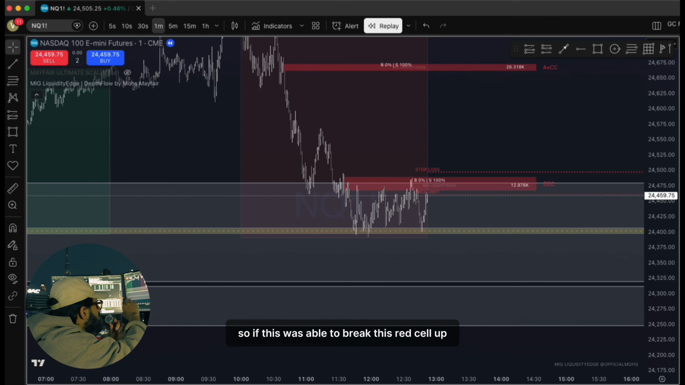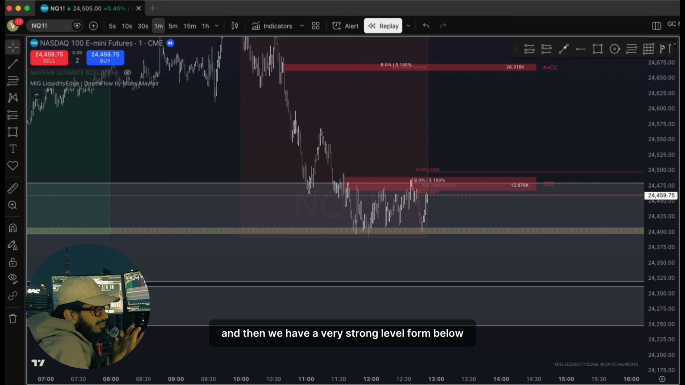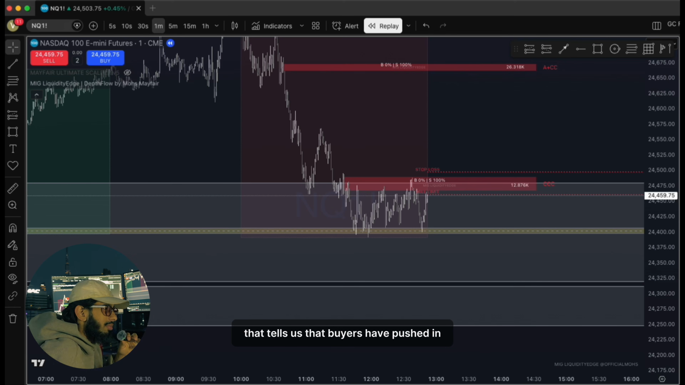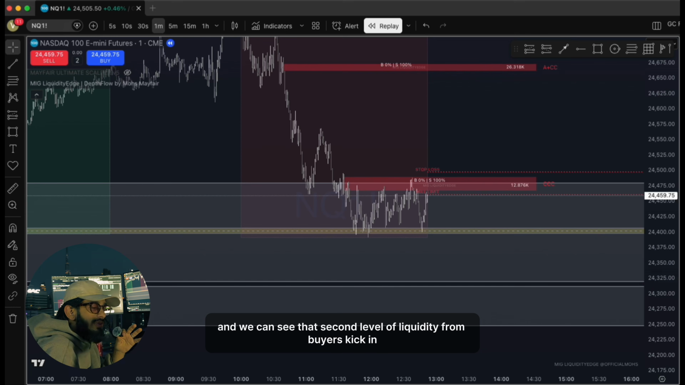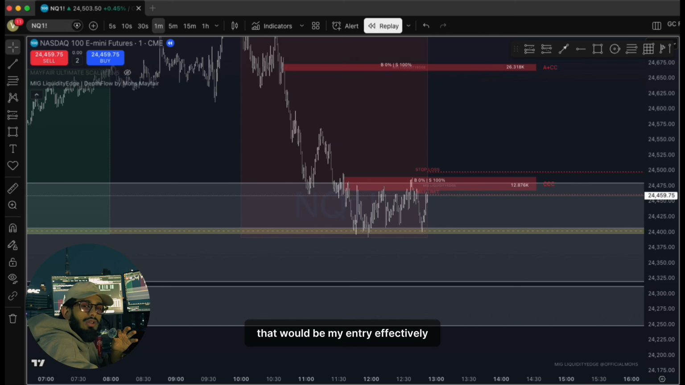So if this was able to break this red sell and then we have a very strong level form below, that tells us that the buyers have pushed in. If we can then see a second buy block actually appear and we can see that second level of liquidity from buyers kick in, that would be my entry effectively.